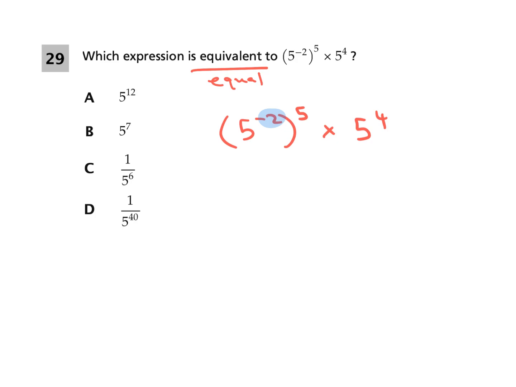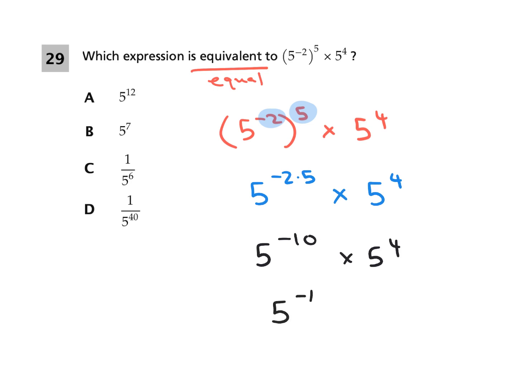5 to the negative 2 to the power of 5. Well, using our exponent properties, we're just going to multiply negative 2 times 5. And then at the end, we're going to multiply everything by 5 to the 4. So here, negative 2 times 5 is 5 to the negative 10 times 5 to the 4. And now, because we're multiplying, we're going to be adding negative 10 plus 4, which is 5 to the negative 6.